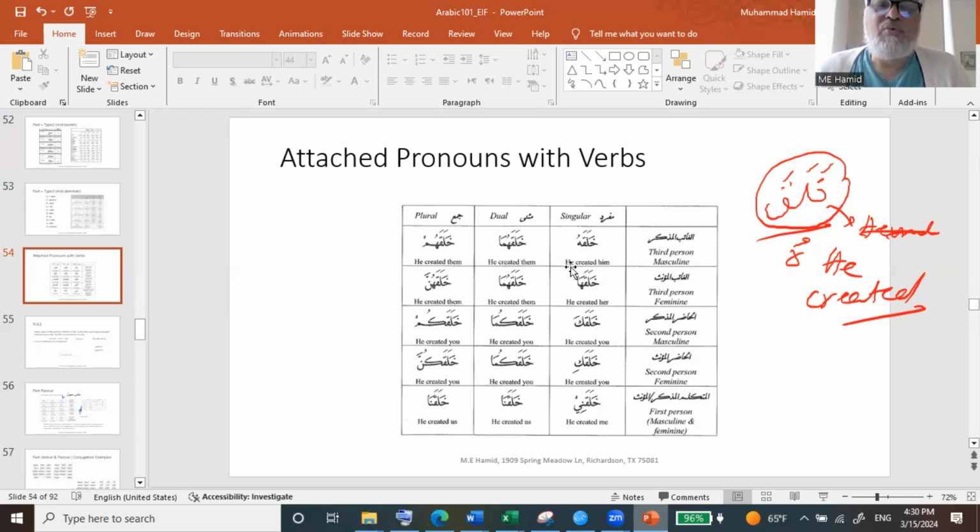So khalaqahu, he created him. Or you can say nasarahu, he helped him. Nasarahuma, he helped them, two people. Nasarahum, he helped them, many people. So khalaqaka wa nasaraka, he created you and he helped you.